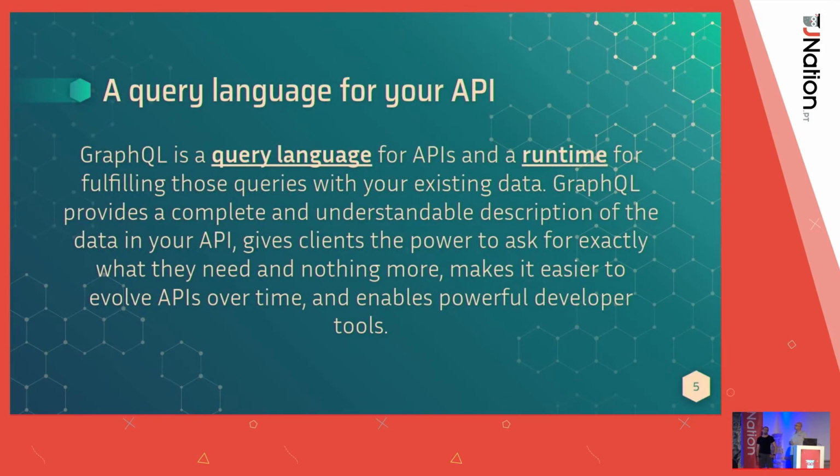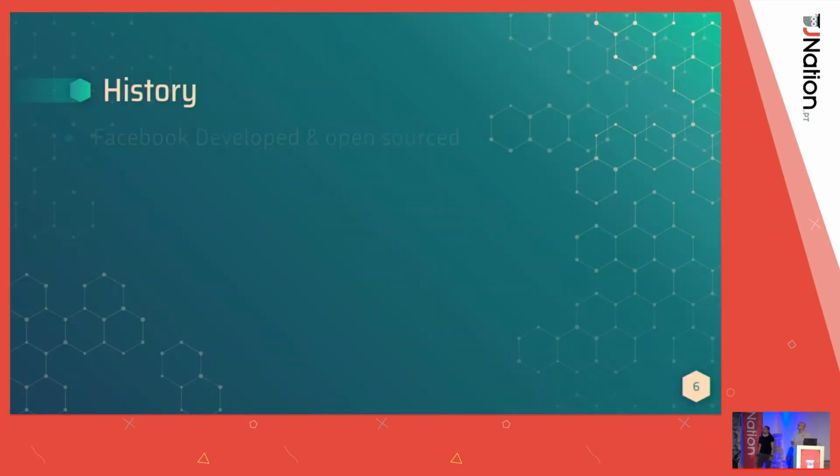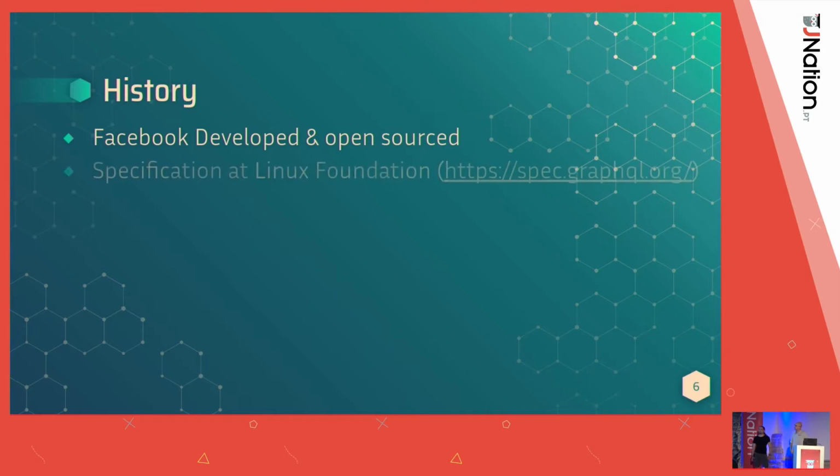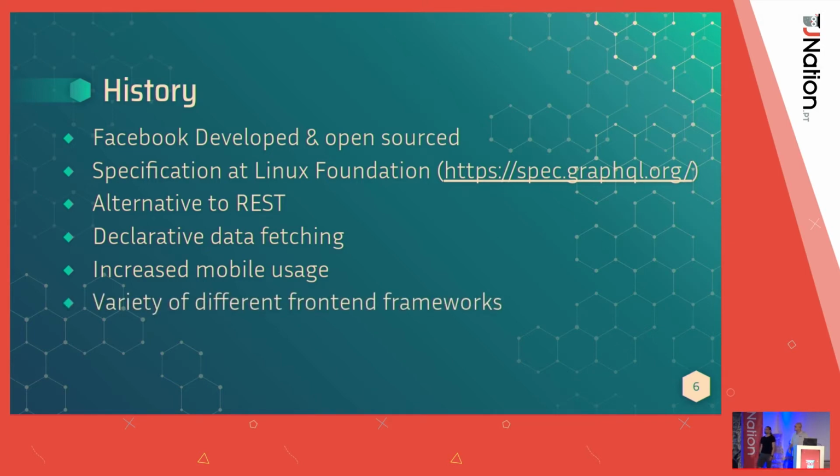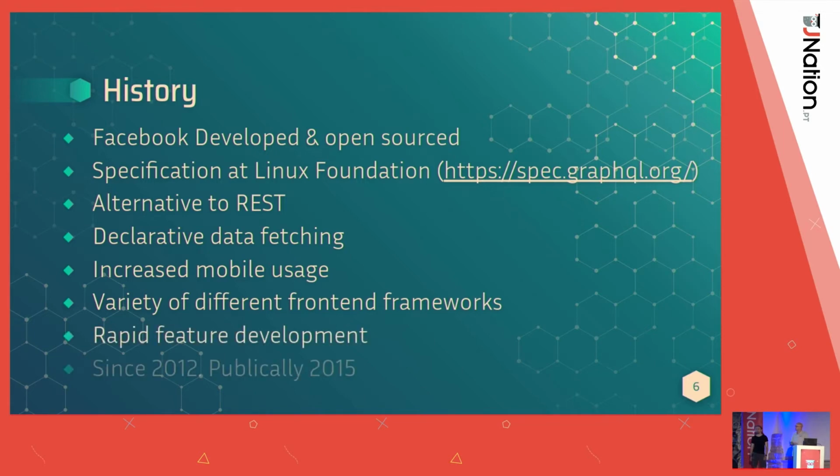It's a query language, first of all, for your APIs, but it's also a runtime to actually fulfill those requests that come in. So it basically gives your consumers the power to ask for exactly what they want. A quick history, it's been developed by Facebook, but it's now open sourced and it now lives under the Linux Foundation. It's been positioned as an alternative to REST. It does declarative data fetching, and Facebook specifically did this when they saw an increase in mobile usage, and they had to start playing with smaller real estate, so size became important. And they had a variety of different front ends that all have different needs on what they request from the server. And it allows for rapid feature development, and it's been around for a while.